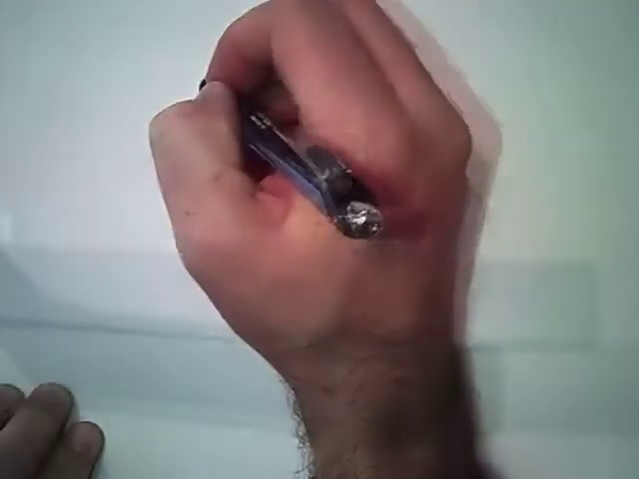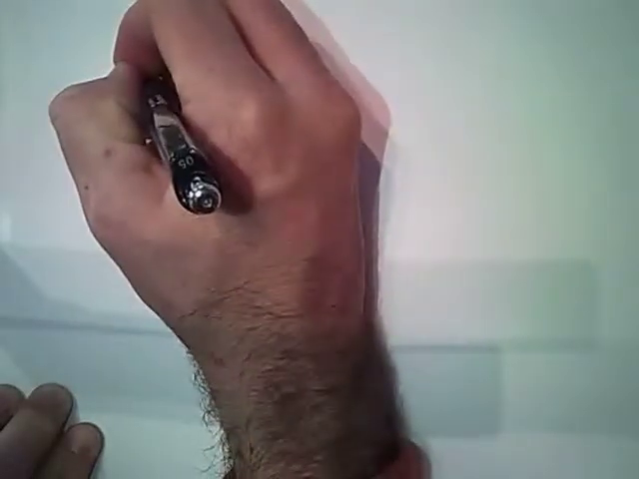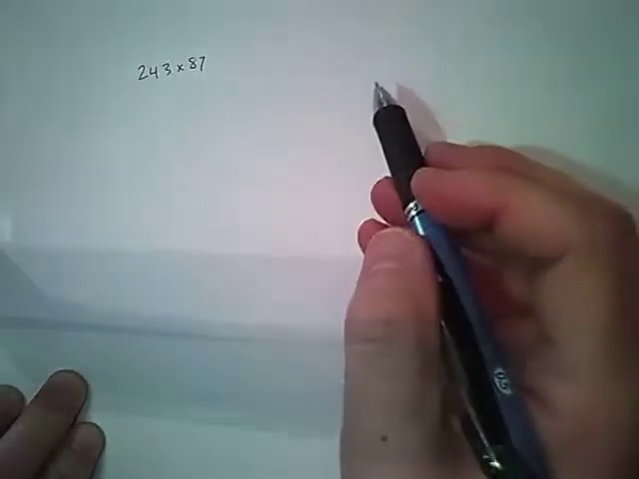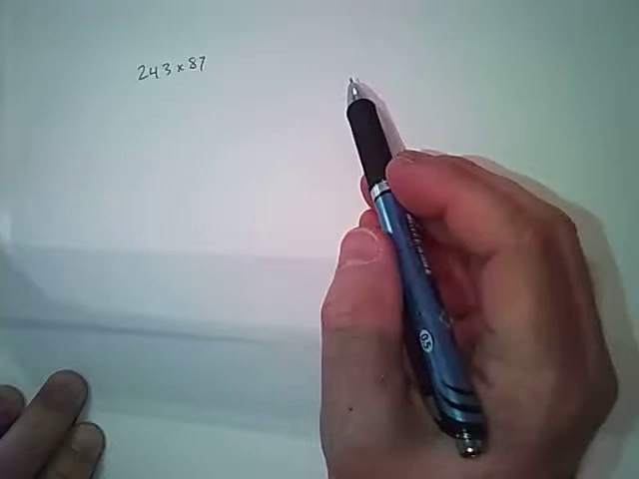Okay, so we had a question about the connection between the partial products algorithm and using an area model to model the product between two numbers. Let's start off by looking at a product like 243 times 87. What we're going to do is look at the partial products algorithm as well as the area model.